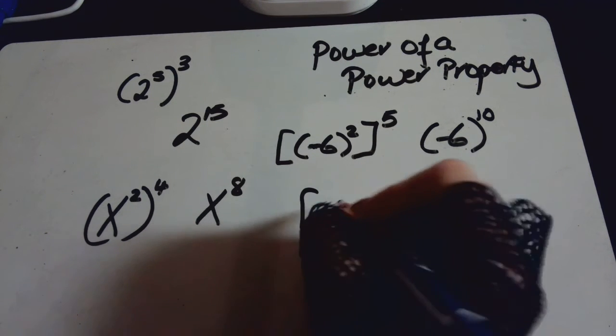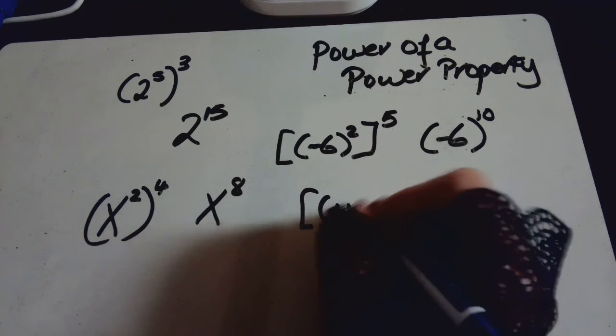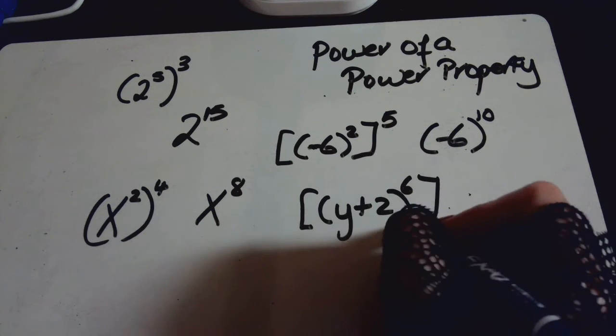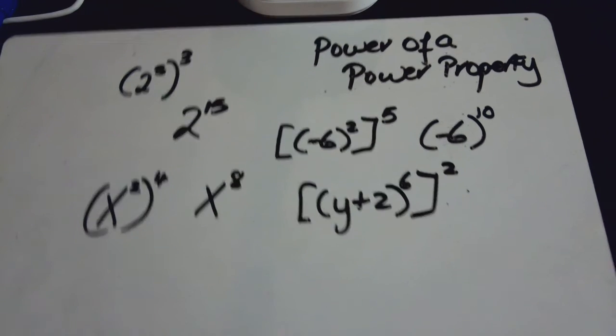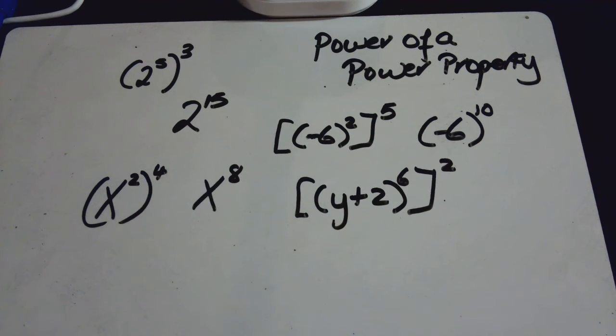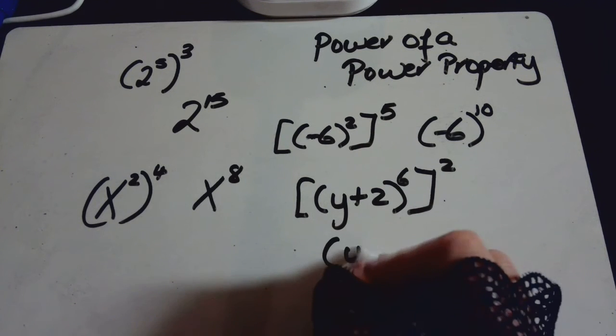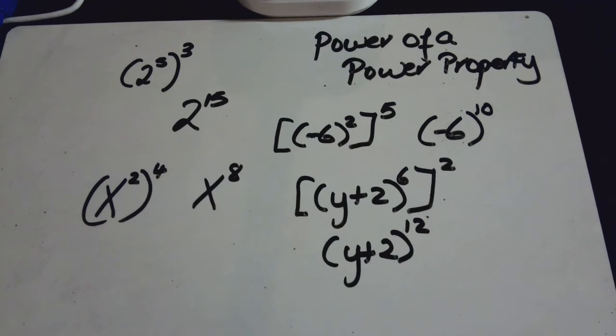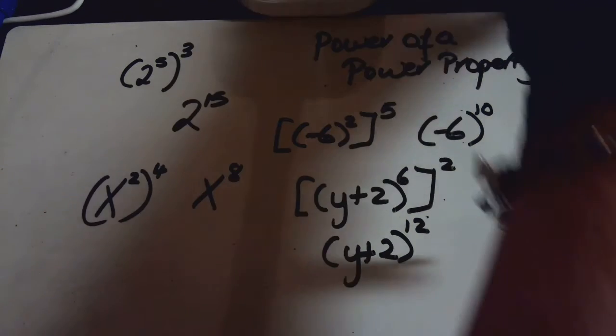Here, look, you can have a base as big or as small as you want. The base inside is y plus 2 raised to the 6th power, and then you have the parentheses to show that's on the outside, so a power raised to a power. But the base is y plus 2. So it can be as big or as small as you want. Y plus 2 raised to the 6 times 2, which is 12, and that would be correct. Okay, so that is taking a power and raising it to a power.